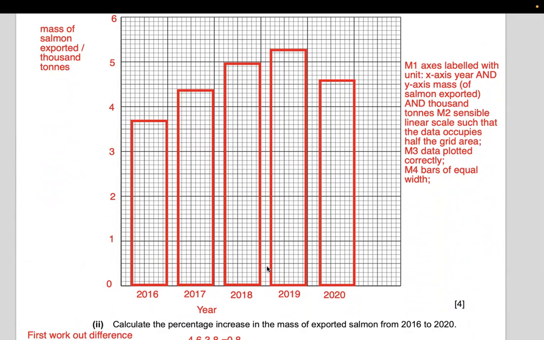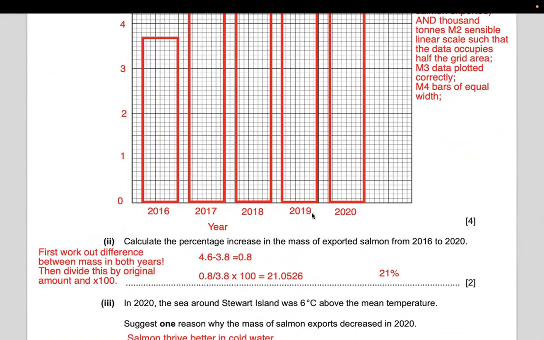There we are. Make sure the bars are of equal widths and equally spaced apart. This one's not quite right. It needs to move over just slightly. Bear in mind, I am doing this on a laptop. They're meant to be all there, basically. So there's the mark scheme, and basically that's easy.